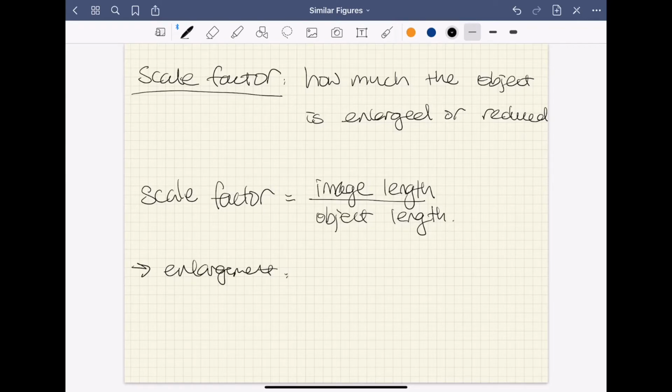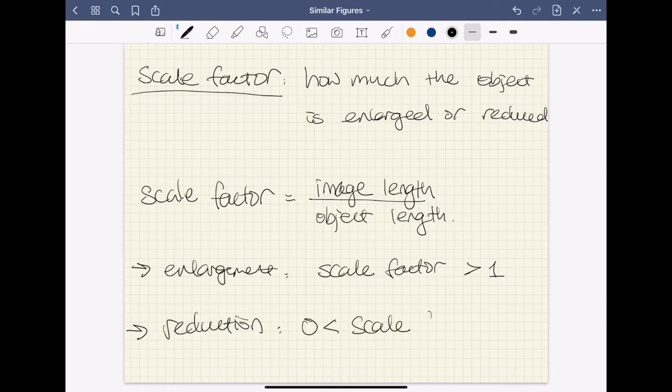If your scale factor is greater than 1, then it's an enlargement. So what about reduction? Reduction is when the scale factor is between 0 and 1. Okay, this makes sense, right?